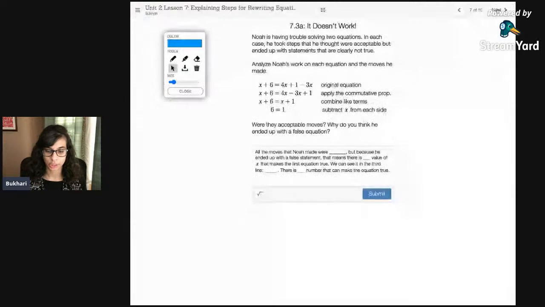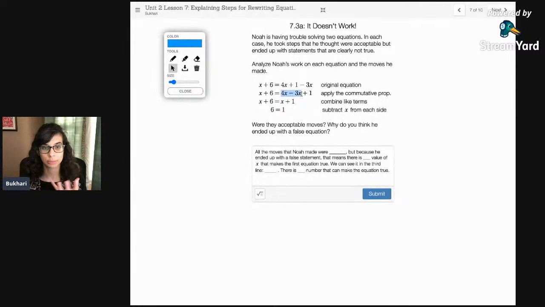And then moving forward, taking a look at what Noah's doing. He wrote down a bunch of steps, and he was having some trouble solving two equations, and you work through each of the steps. So analyze Noah's work in each equation and the moves that he made. Here's our original equation. He applied the commutative property, which just rewrote everything, putting the x's in order. And he combined his like terms.